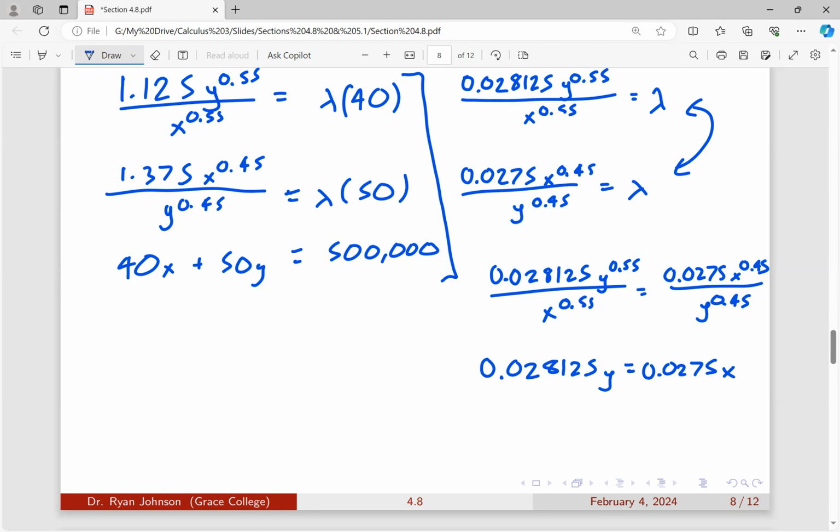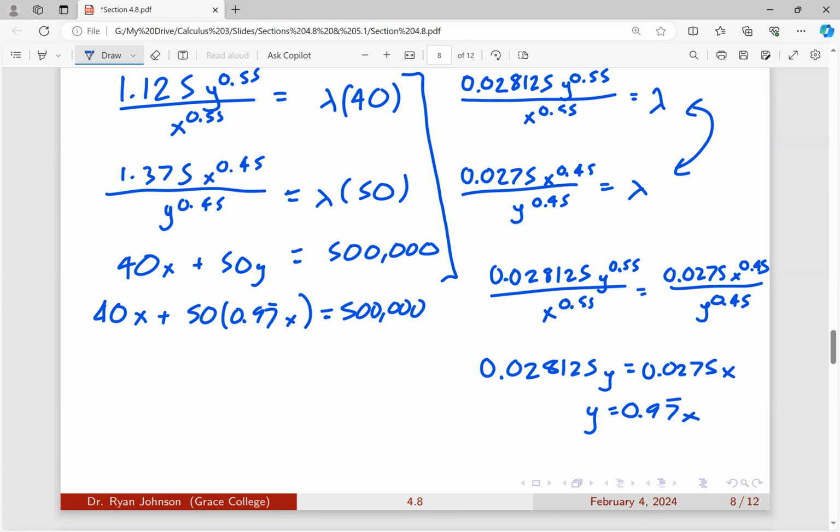So now I have 2 linear equations with 2 variables. I could just solve for y from both of them, or I could do this with a matrix calculator. Let's just solve for y this time. So y is going to be 0.0275 divided by 0.028125 in my calculator, which gives me 0.9 and then 7 repeating. So y equals 0.97 repeating x. That means I could substitute over here: 40x plus 50 times 0.97 repeating x equals 500,000.